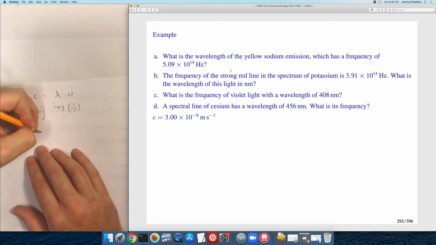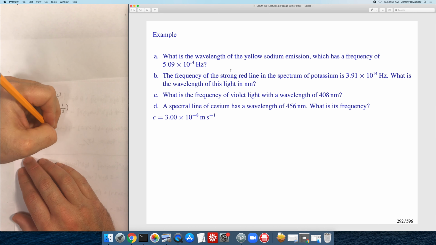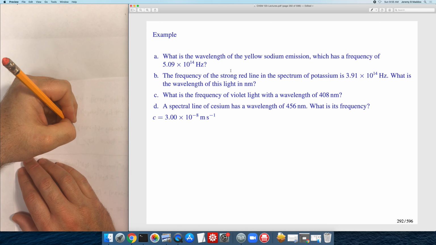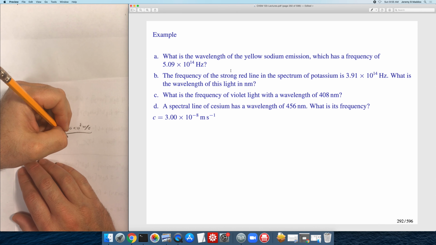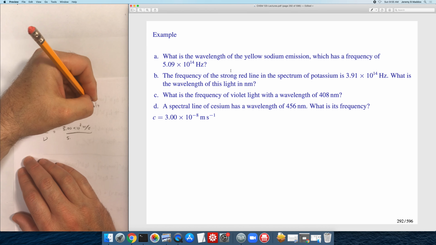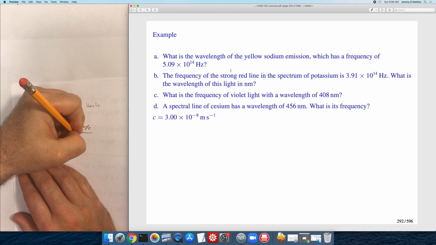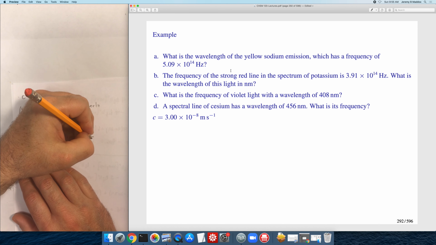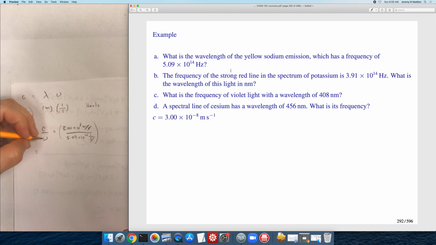So we need to rearrange this equation, c over nu, and then we can plug in the speed of light, and then we'll plug in the frequency. So this is the unit hertz, H-E-R-T-Z, and that's equivalent to 1 over seconds. You'll see that the 1 over seconds cancel, and that's going to leave us with the wavelength in units of meters.